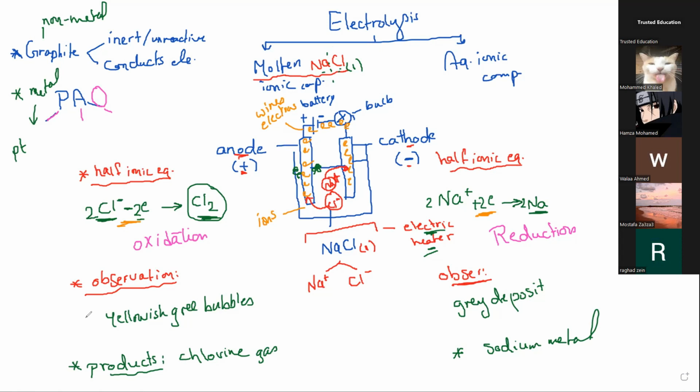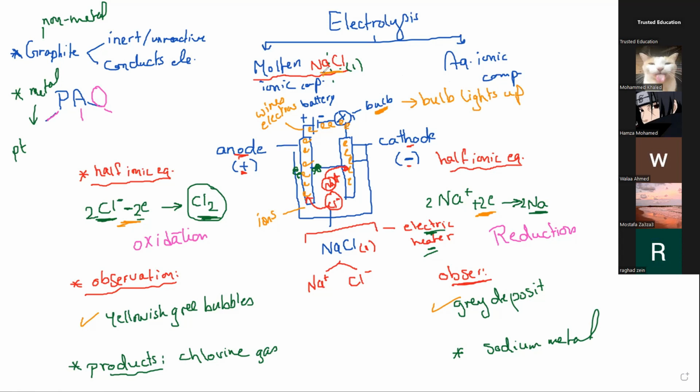According to what I said, there is one observation left. I wrote 2 observations: yellowish green bubbles, gray deposit. The third observation that's left, since I have a bulb or light here, when electrons pass through the bulb, what will happen? The bulb lights up. Okay? So this is the part related to the molten sodium chloride or molten ionic compound.